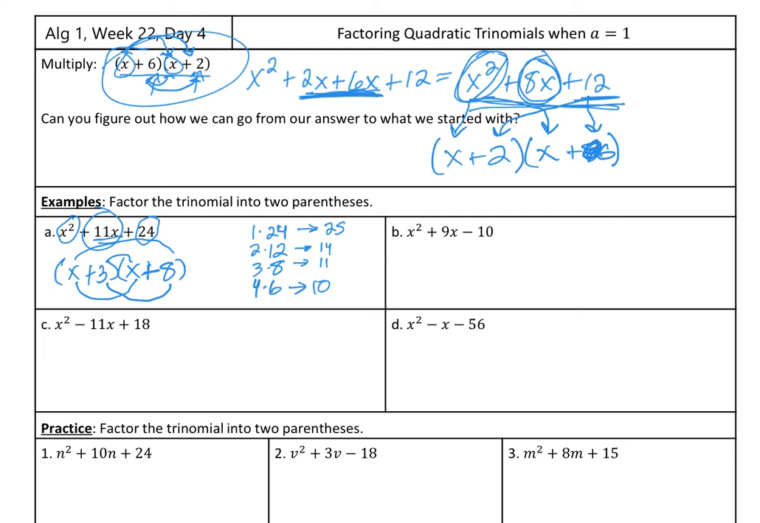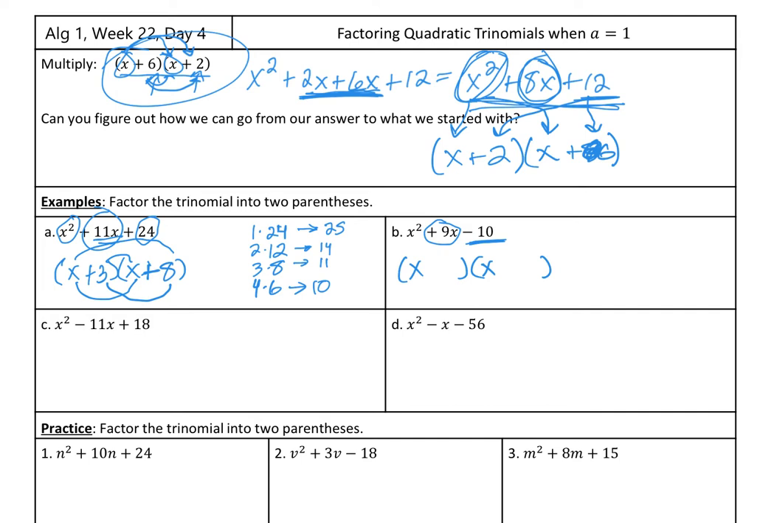On B, x squared plus 9x minus 10. When I split this up, I start the same way: two parentheses with an x at the beginning. We're looking for what multiplies to get negative 10 and will add to get me 9x. So we could do this a couple different ways.